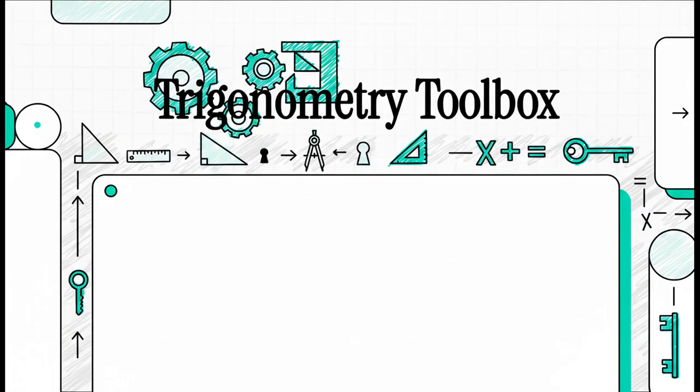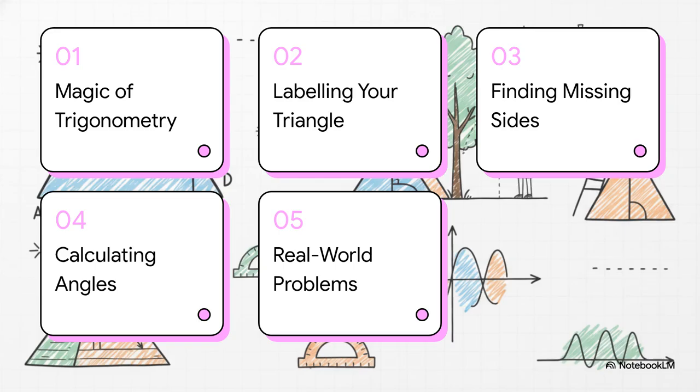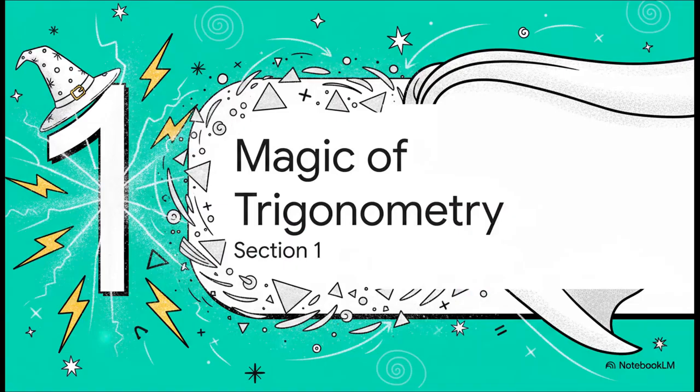Let's get to it. Here's our roadmap for the explainer today. We'll start with the magic of trigonometry, move on to labeling your triangle, finding missing side lengths, calculating unknown angles, and finally, we'll put it all together with real-world problem solving. All right, part one, the magic of trigonometry.